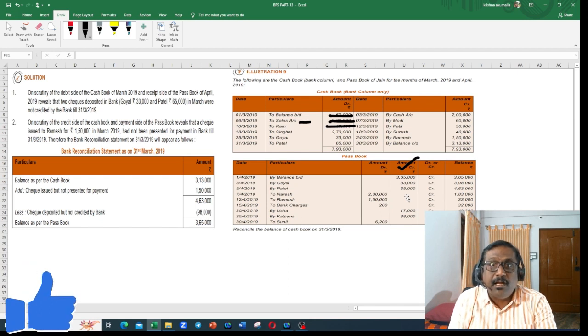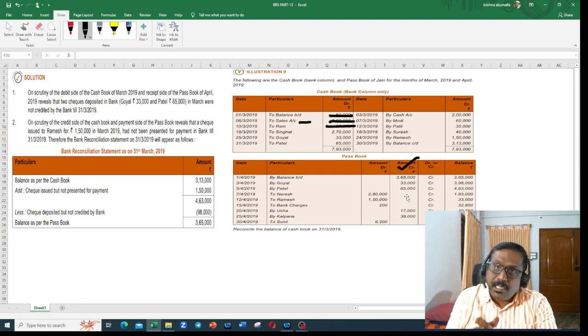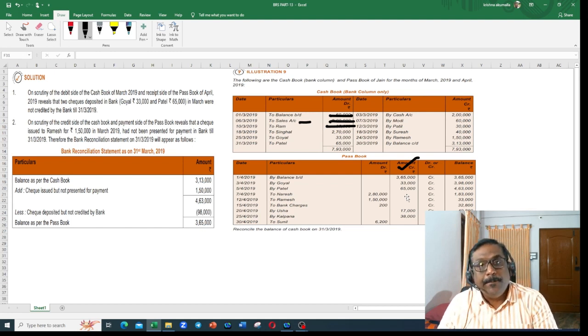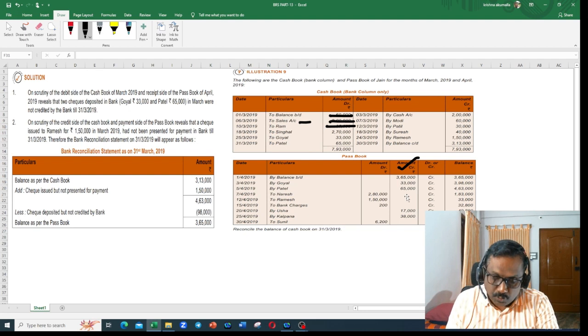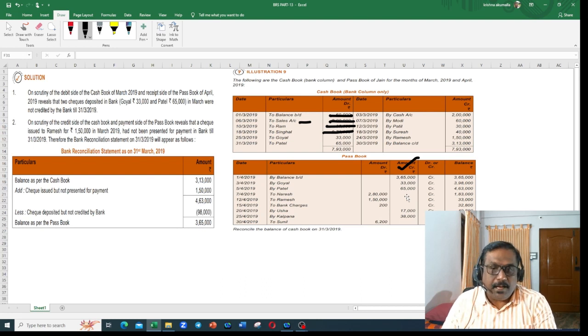It is not here. What does it mean? If it is not there in the April month passbook, the assumption is that was already credited in passbook in the month of March itself. There is no difference. Hence, I don't require to consider that as a part of reconciliation because there is no difference between passbook and cash book. So I'm striking off this as well. Clear? Next, to Goyal 33,000.